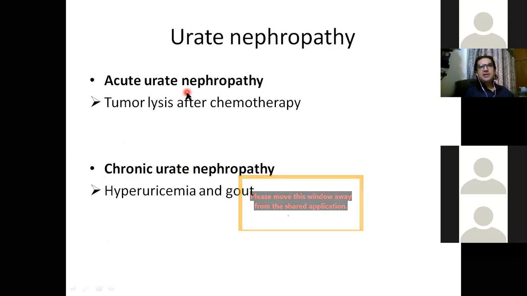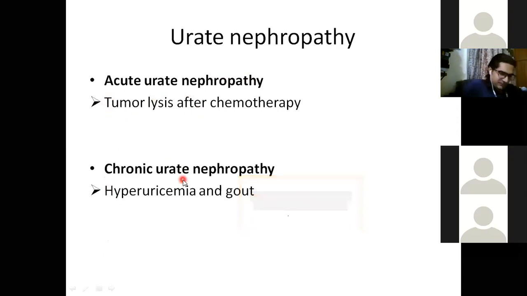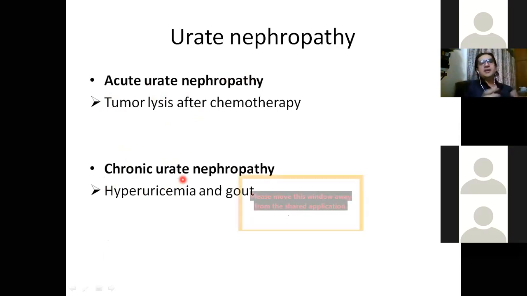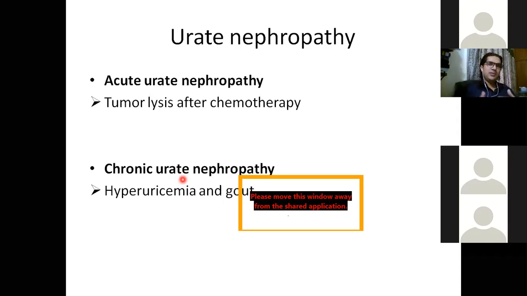Urate nephropathy can be acute urate nephropathy and chronic urate nephropathy, right? And as I told you, you can already identify a clinical scenario. The clinical scenario of acute condition is oliguria, hyperkalemia, and metabolic acidosis, along with rise in serum creatinine. And in chronic conditions, there would be polyuria, right? And there would be hyperkalemia, and there would be metabolic acidosis.